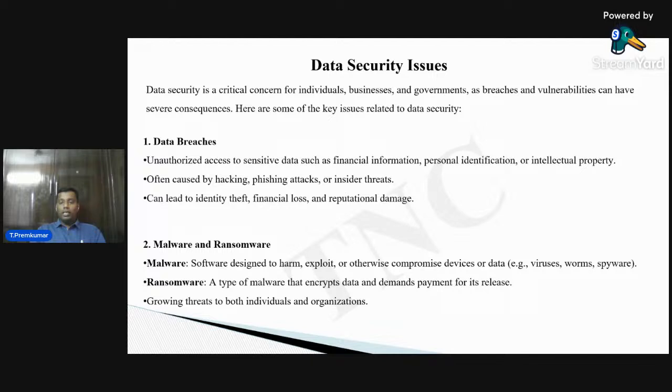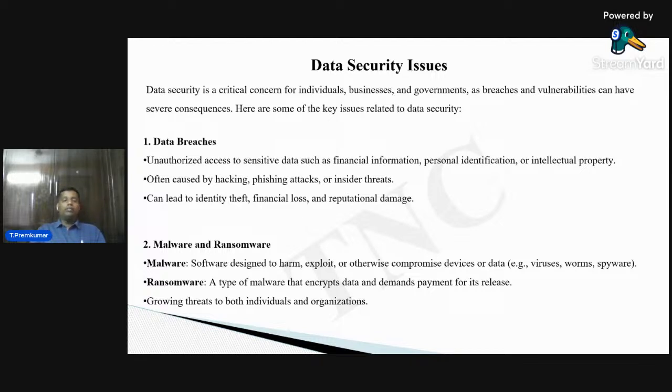For example, we can say virus attacks, worms inside the systems, and spyware. Spyware keeps on monitoring the activities of a person by unauthorized users. So this can also be possible in the case of the data security issues we have.